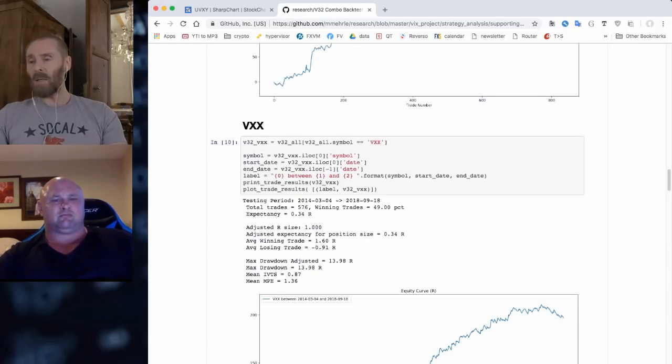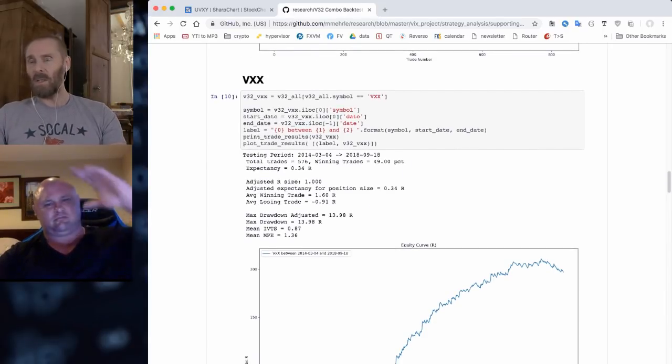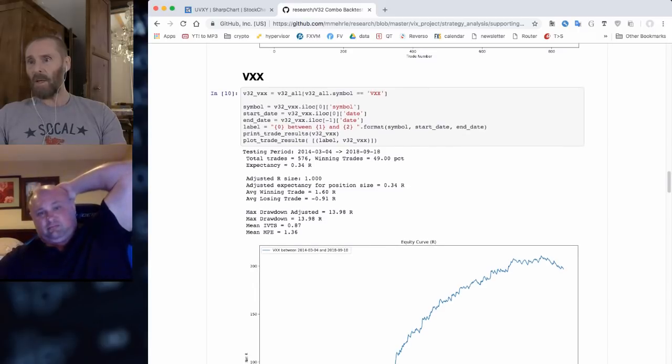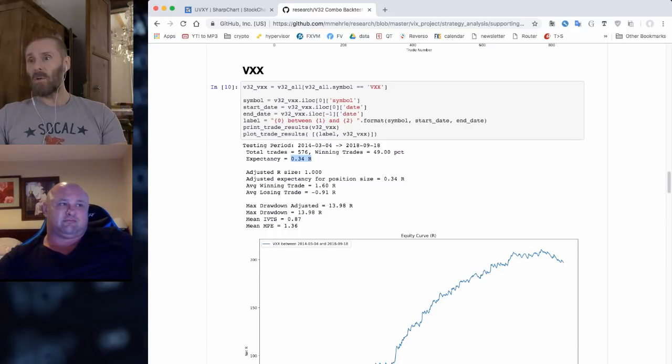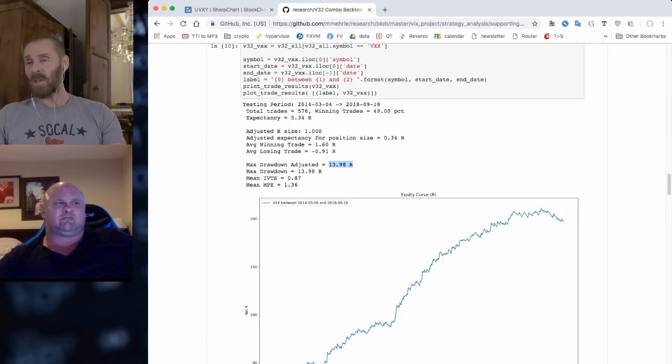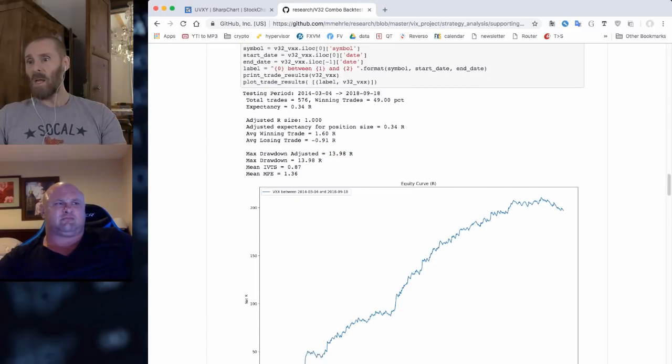So here I'm stretching it out. I'm pulling out the VXX by itself. Same thing, I'll give you an idea. Let's say you would just trade the VXX. That's the raw signal, 0.34 R, and drawdown here was 13 on that one. Again, unfiltered. That one symbol over 4 years.